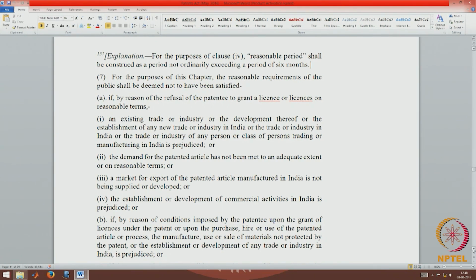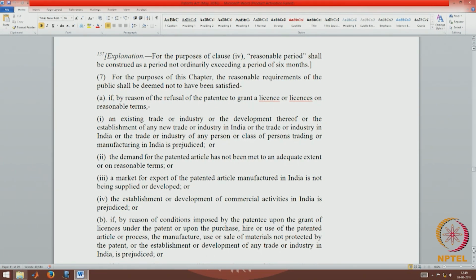So, an existing trade or an industry is prejudiced by not granting that license. A patentee, if he does not grant license, then an existing trade or an industry in India or the development of that industry is affected. So, it is like what we can call a technology hold up. The patentee who has a technology is not giving it, and because it is not given, a trade or an industry is prejudiced or it is affected adversely.